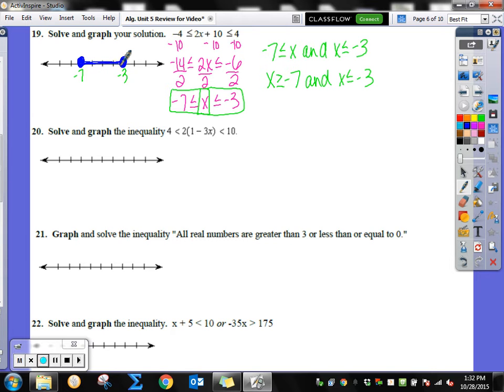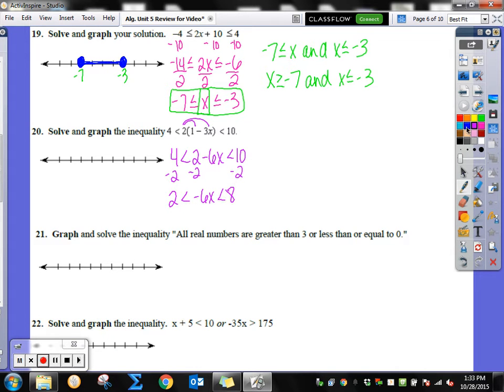For 20, you actually have a couple of options. I'm just going to distribute. Please know that you can go ahead and divide everything by 2 to solve this one. But if you want help with that, see your teacher. Okay, so then I'm going to do the same process as before. Subtract 2 from all sides. Then we have to divide.